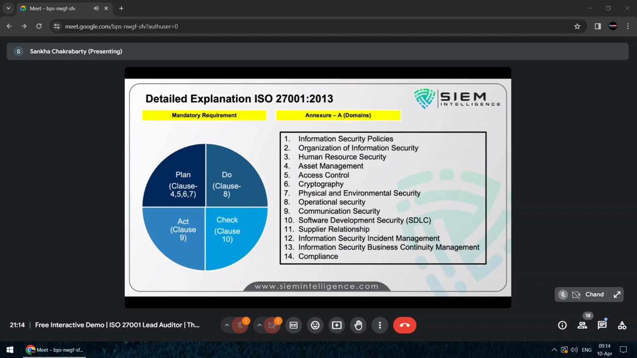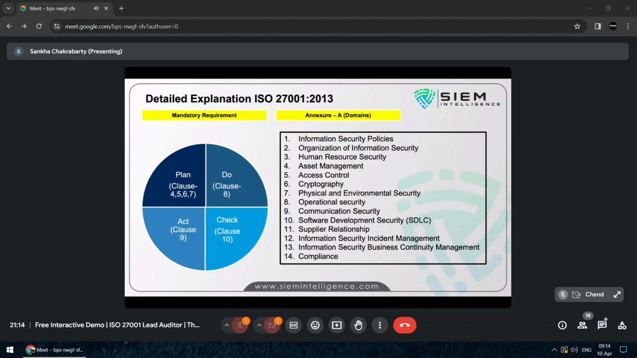Then clause 8 talks about the operational clause, where you will talk about the implementation phase, what you are going to implement. Now clause 9 basically talks about the process of how you are going to examine.